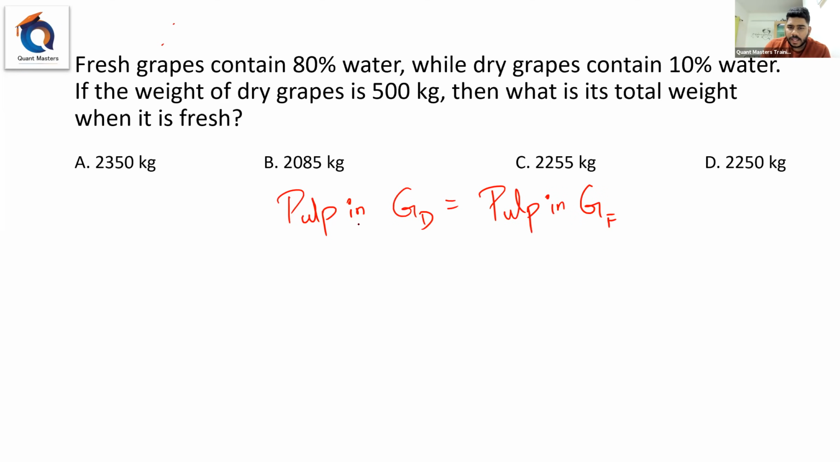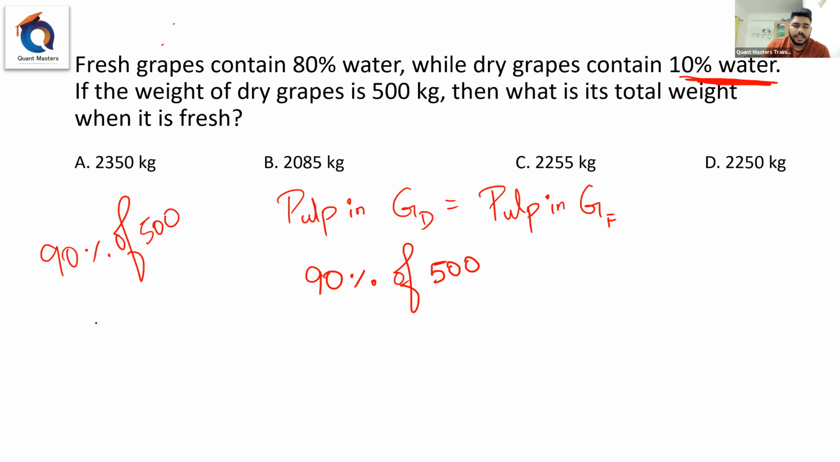Now, how much pulp do we have in dry grape? If weight of dry grape is 500 kg, dry grape contains 10% water. Sir, in dry grape, if there is 10% water, can I say 90% will be pulp? So 90% of the weight, that is 90% of 500 kg will be the pulp. Yes or no? Now, what is 90% of 500? I'll write it here. 90% of 500 kg is nothing but the pulp, that is nothing but 450 kg.